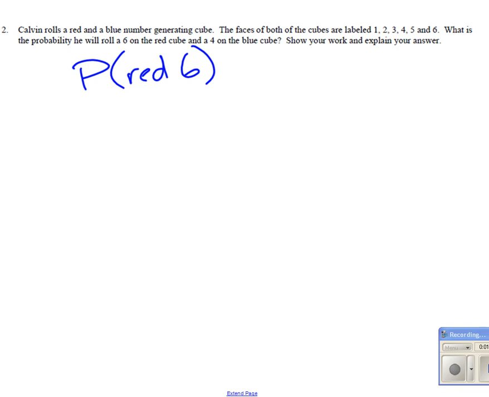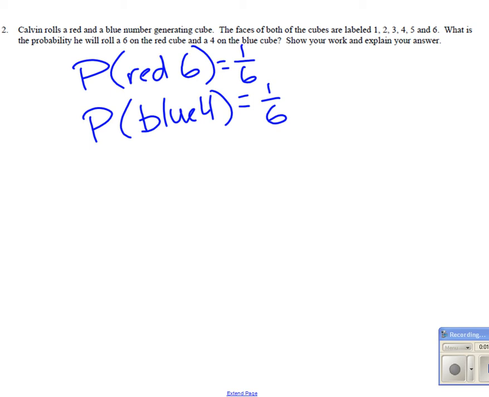So how many red 6s are there? 1. Out of how many sides on the red cube? 6. Okay, then we also want the probability of a blue 4, which is still 1/6. What are you going to do with those 2 probabilities? Multiply them together. 1/6 times 1/6 is 1/36. That's it.